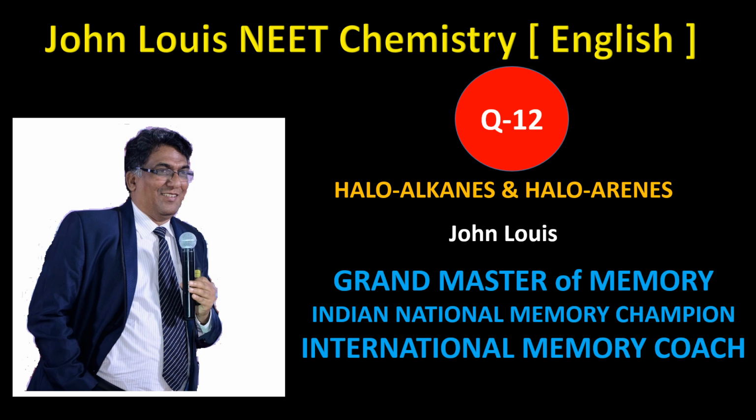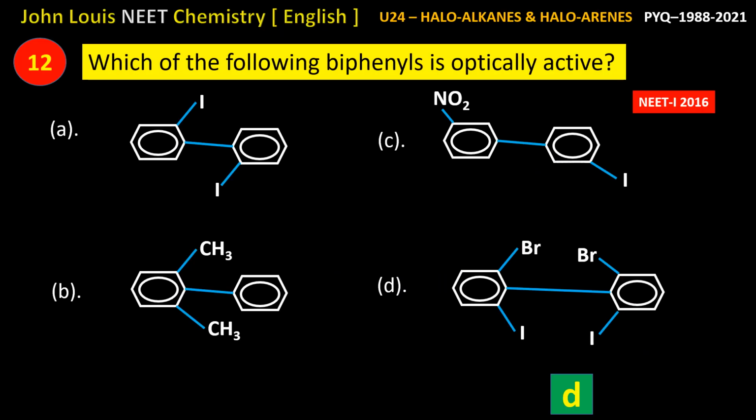Let's see question number 12 from Haloalkanes and Haloarenes chapter. Which of the following biphenyls is optically active? Okay, first of all we need to know what biphenyl compounds are. So there should be two benzene rings bonded to each other.